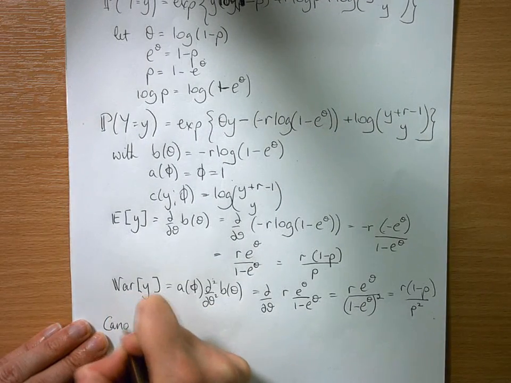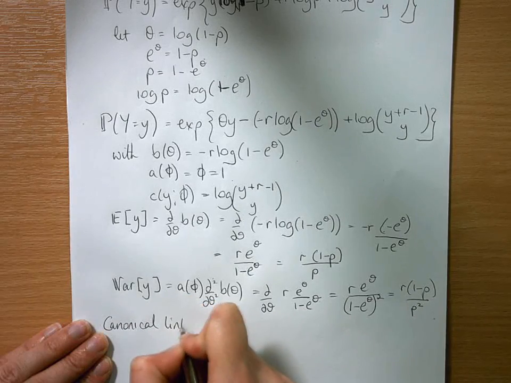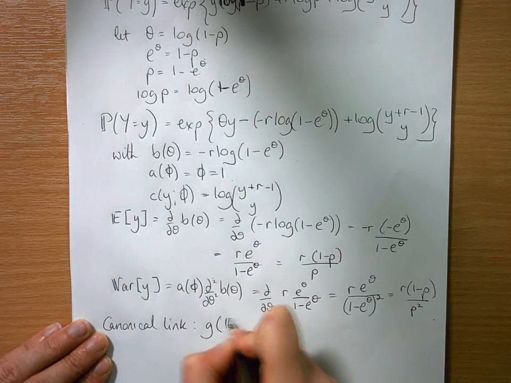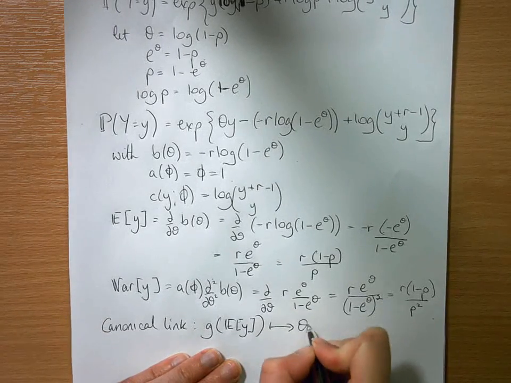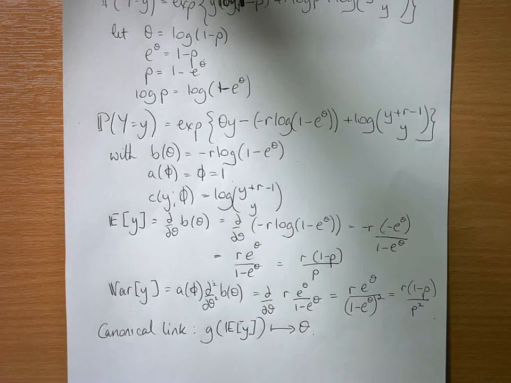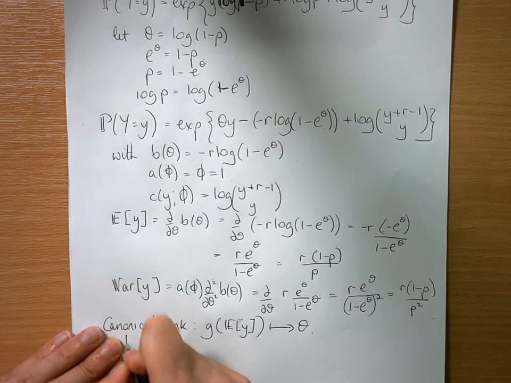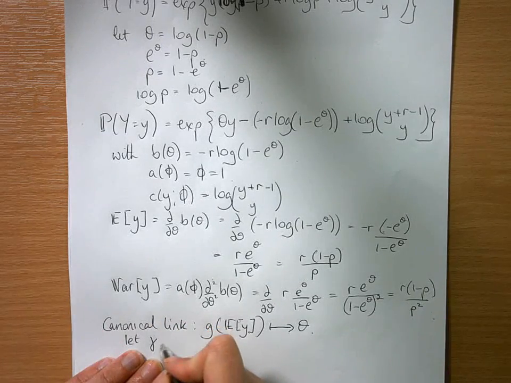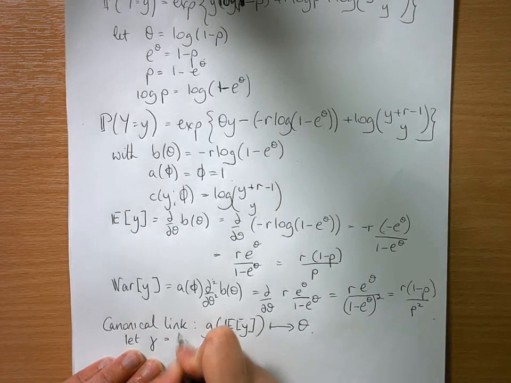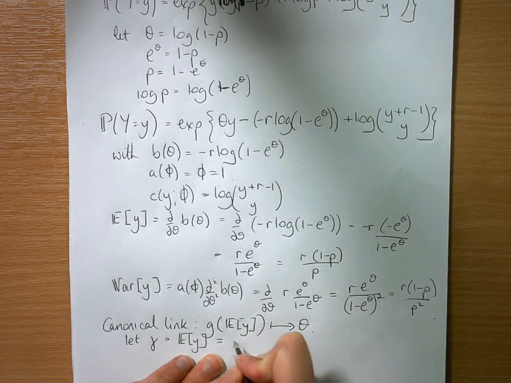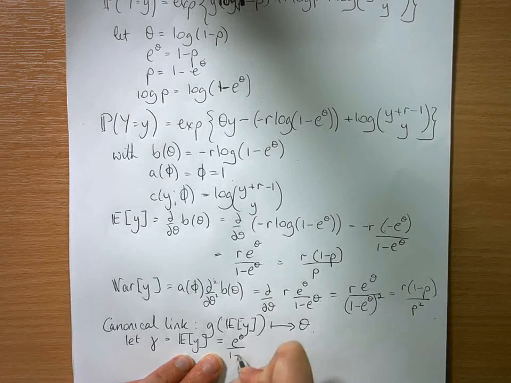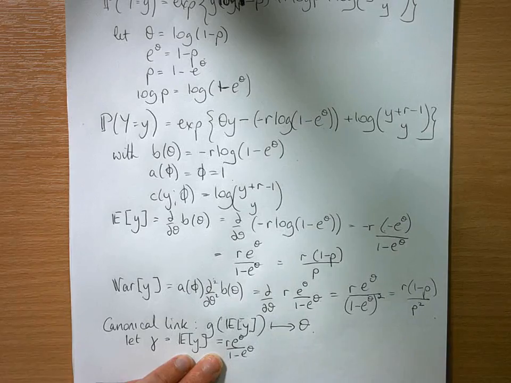So the canonical link is the function g that takes the expected value of y to theta. This is much simpler if you give the expected value a name, say we let gamma equal the expected value of y, which is equal to r times e to the theta over (1 - e to the theta).